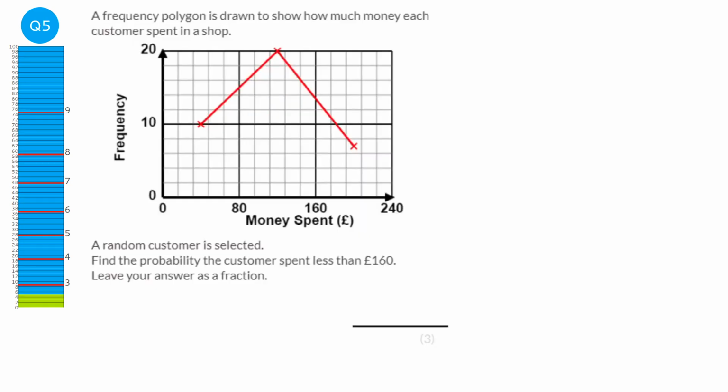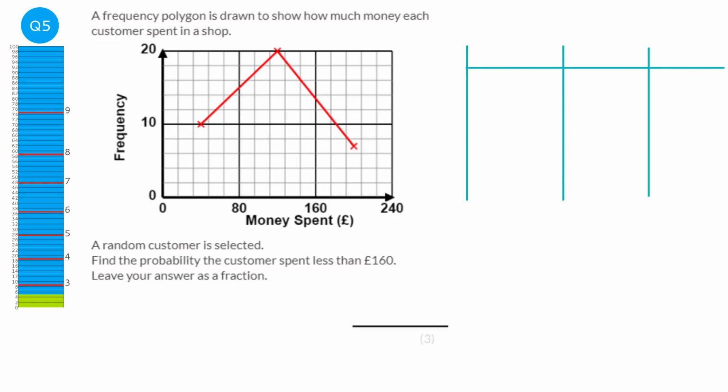So for this frequency polygon, what we've got to do is work backwards to work out what the table was that created it. So we're going to just draw the start of a table, and we're going to have our midpoint first, then our money spent intervals, and then our frequency.